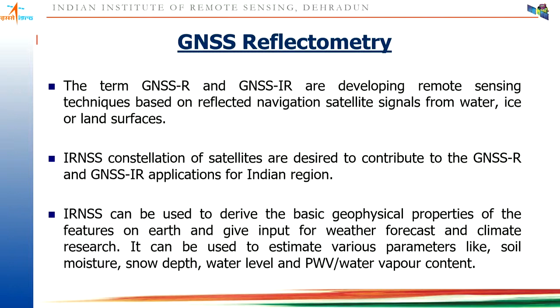So there are two terms, GNSS reflectometry and interferometric reflectometry, which are developing remote sensing techniques based on reflected navigation satellite signals from water, ice, or land surfaces. IRNSS's constellation of satellites is also designed to contribute. This means we can also utilize our Indian navigation constellation, IRNSS's NavIC signals. Any constellation can be used.